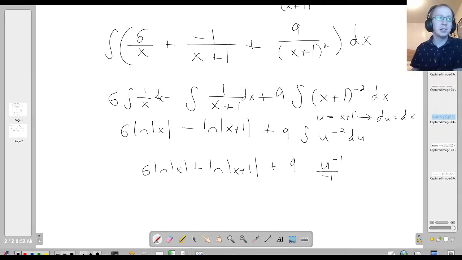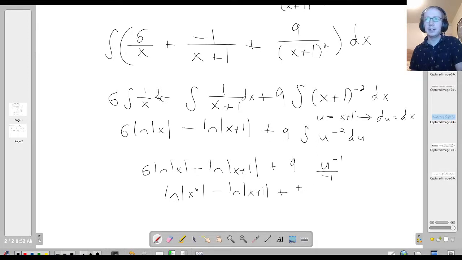Now let's simplify this a little bit. First things first, I'm going to use some properties of logarithms to combine these on the left. So I'm going to first write this as natural log of absolute value of x to the 6th. And then I'm going to go ahead and rewrite this in terms of x. So this is minus 9 over x plus 1.